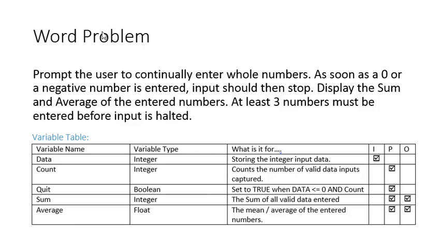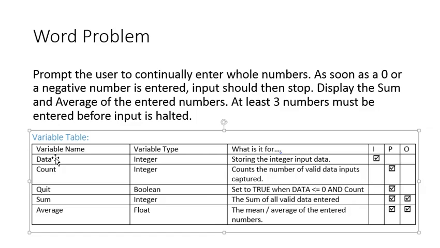With a quick bit of thought, the following variable table helps us solve the problem. We have a data variable which is an integer, which will store the numbers that we're entering. It's an input. We're also going to have two process variables: count, which is going to be an integer and which will count the number of valid inputs that have been entered. Quit is going to be a Boolean variable, which will be assigned the value true when data is less than or equal to 0 and count is greater than or equal to 3.